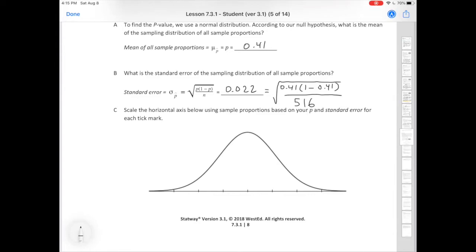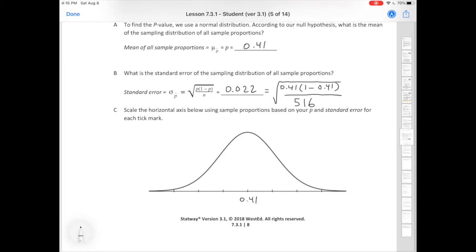So what we're going to do is visualize what we're talking about here to see how unusual our answer was. We already know it was pretty unusual because we did the simulation, but we're going to go ahead and work through the picture, okay? So we want to scale it based on p and the standard error. So we know that this guy would be 0.41 here.